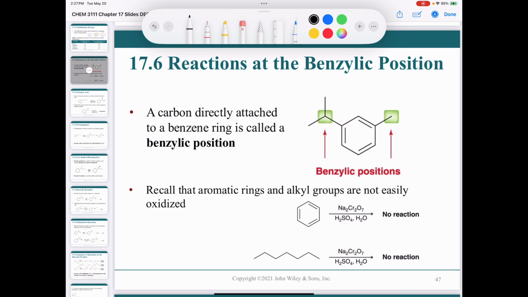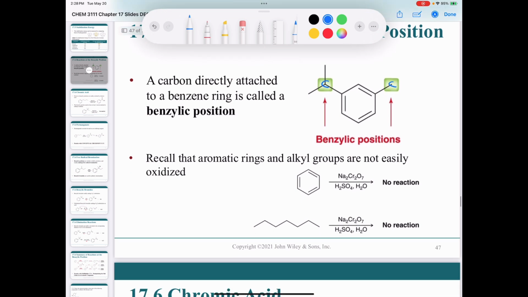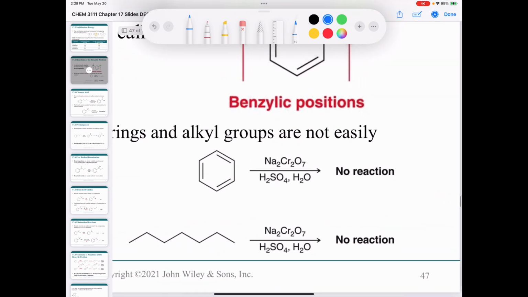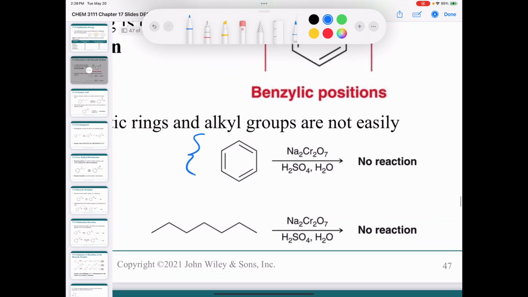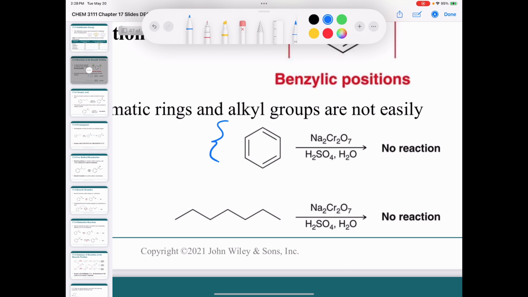So we would say in this case, with this molecule, we have a benzylic carbon here and we have a benzylic carbon here. Now you might remember the aromatic rings and alkyl groups are both stable when it comes to chromic acid. So if we take benzene and treat it with chromic acid, we get no reaction. And if we take this molecule here, so this would be heptane, if we treat that with chromic acid, we get no reaction.